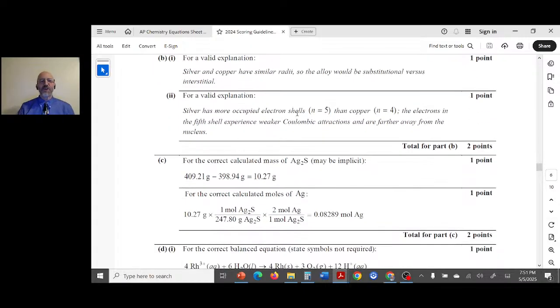Silver has more occupied electron shells. They're talking about level 5 versus level 4. And then again, they did talk about Coulomb's law, so it's going to be weaker Coulombic attraction. Electrons are farther away from the nucleus.